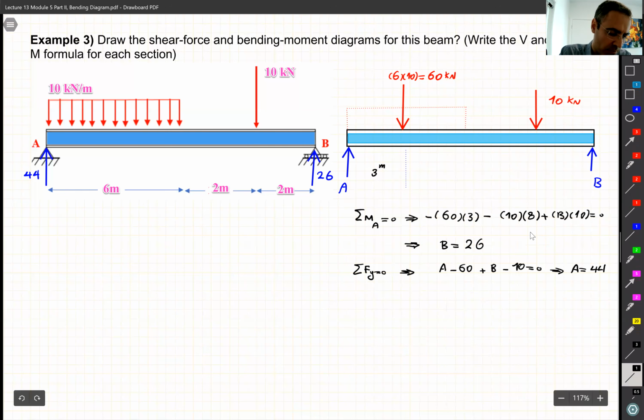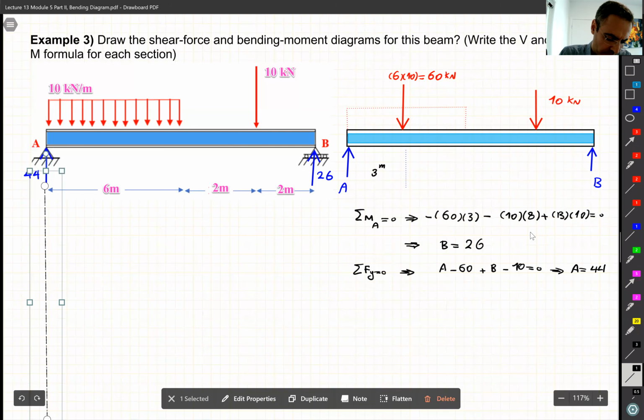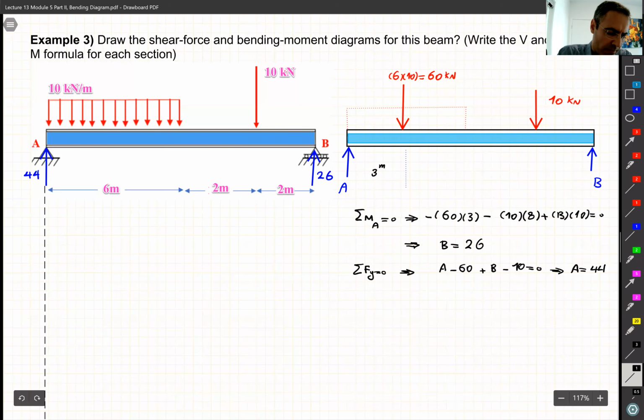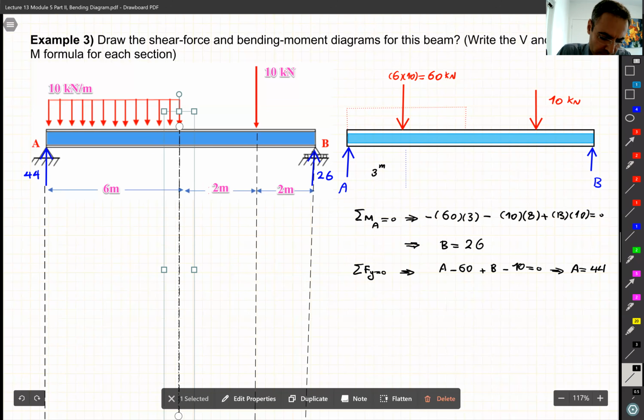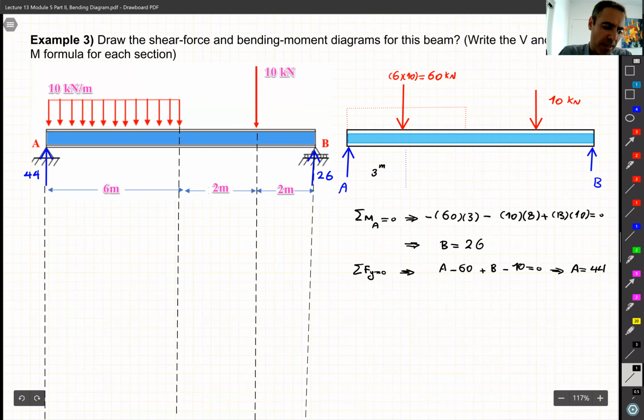That's easy, we start from the left. So one boundary there, right? So from there to the end of this distributed load, everything seems to be the same. So we put one boundary there because there is a change, and then there is one boundary there. And then at the end of the beam. All right, so basically we have 3 regions. All right, and we need to do 3 sections.